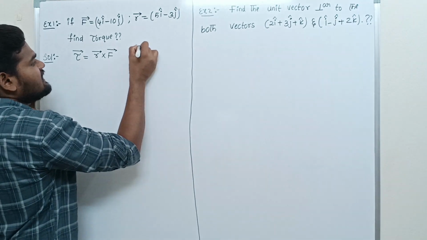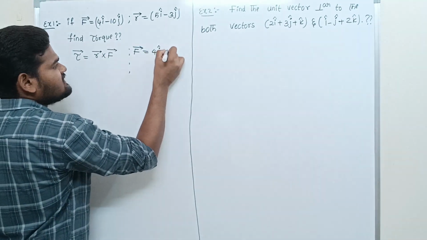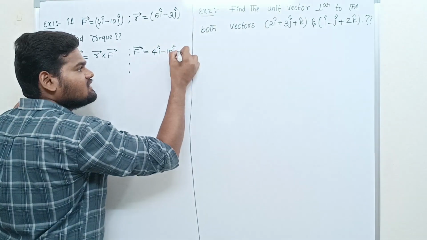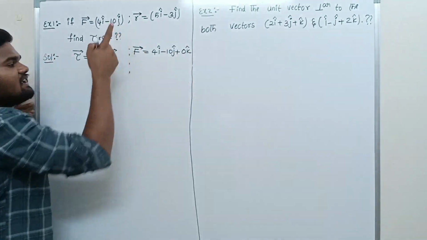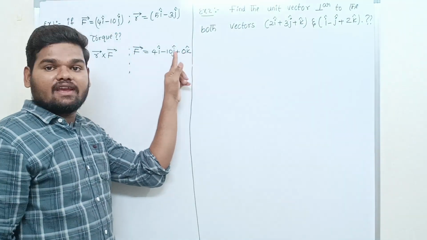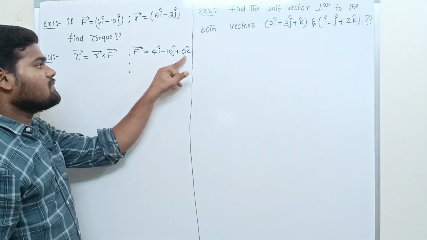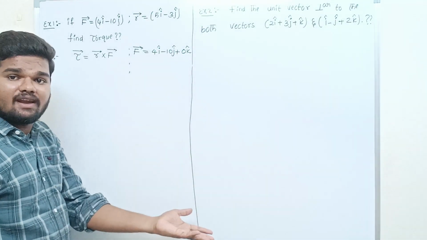So what is the force vector they have given? F bar is equal to 4 i cap minus 10 j cap. And taking the k cap component, that is 0 k cap. They have not given k cap, I am just taking 0 into k cap. 0 into k cap means 0. So 4 i cap minus 10 j cap plus 0 k cap. 0 into something is 0. Any problem?